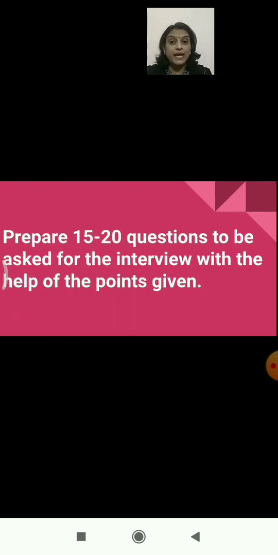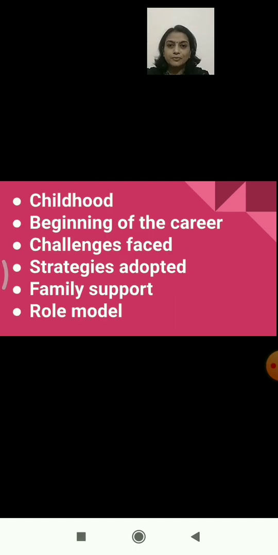Now you have to prepare questions, right? 15 to 20 questions you have to ask. Okay, so for that you have to make your own questions. You have to frame questions, okay, to be asked for the interview with the help of the points given. So here points are given to you. So based on these points, you have to frame questions: who, how, when, where, why. So you are going to frame sentences.